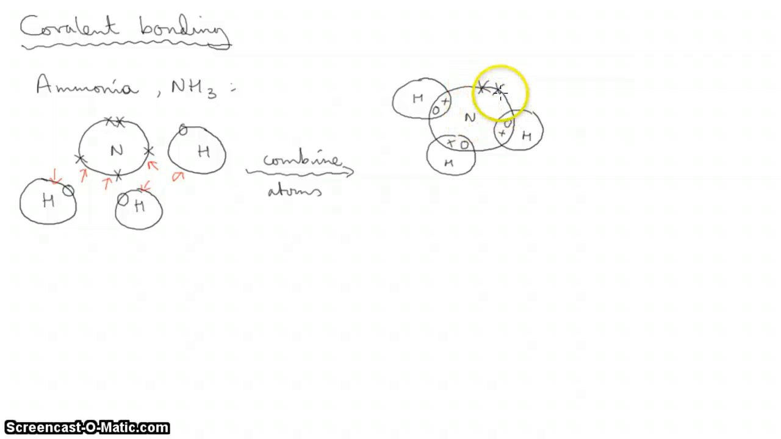So inside the nitrogen circle, 1, 2, 3, 4, 5, 6, 7, 8, and 2 around each hydrogen. Hydrogen is happy with 2 around its outer shell. The nitrogen wants 8. So each one of these then, okay, is your covalent bond. 2 electrons being shared between 2 atoms.